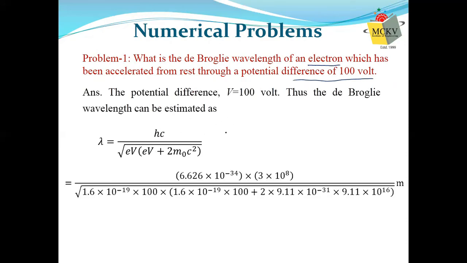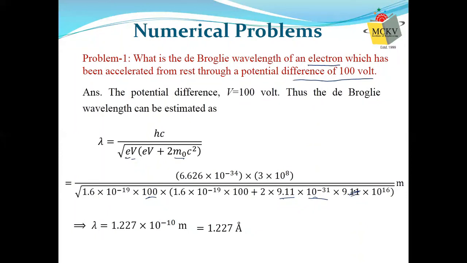Here all the quantities are known. h, the Planck's constant, is 6.626 into 10 to the power minus 34 joule second. Velocity of light in free space is known as 3 into 10 to the power 8 meter per second. Charge of electron is known. V is supplied in the question as 100 volt. Rest mass of the electron is known as 9.11 into 10 to the power minus 31 kg. So if we put all these values, then lambda is estimated to be 1.227 into 10 to the power minus 10 meter.